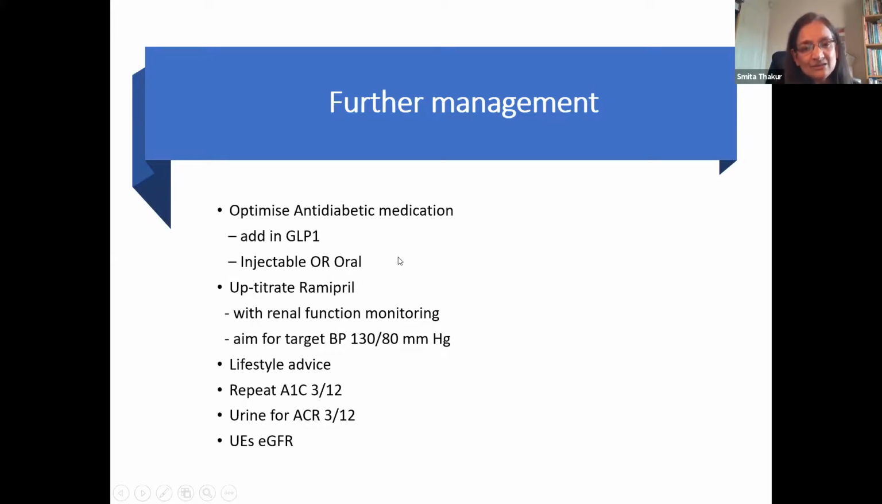So his anti-diabetic medications have been optimized. We've already added in a GLP-1, whichever he goes for, either injectable or oral. Oral is available on the NHS to prescribe. So up-titrated his ramipril, lifestyle.